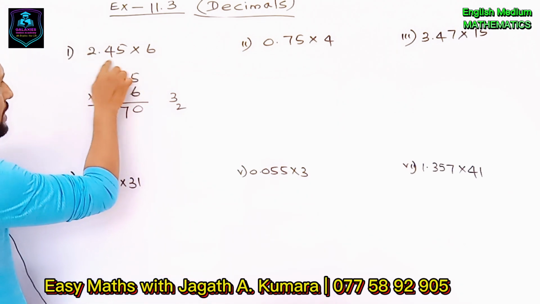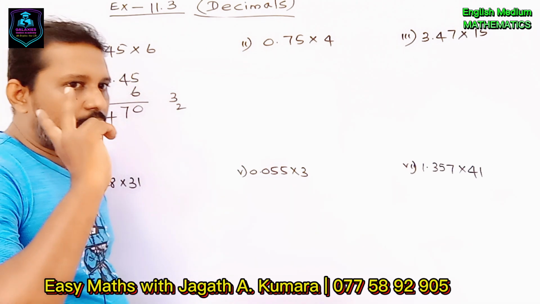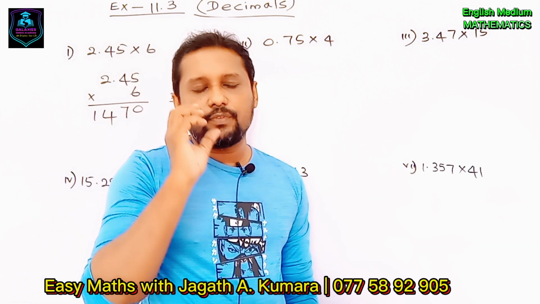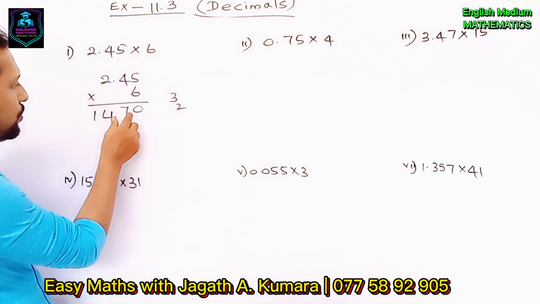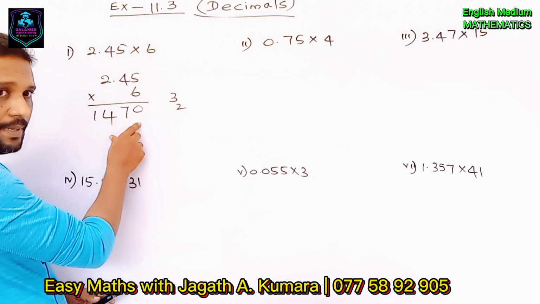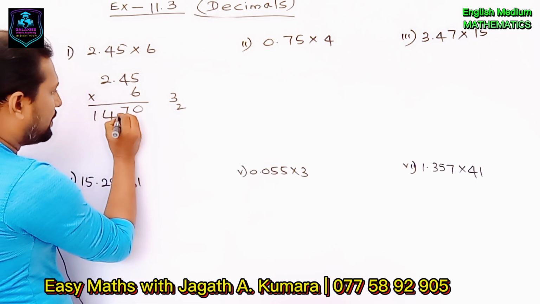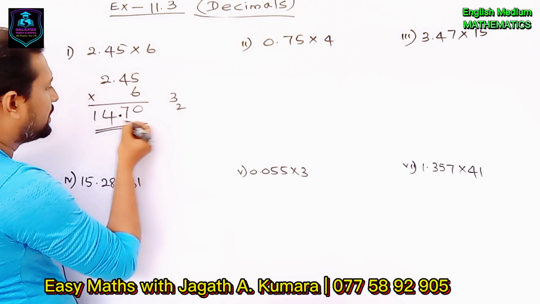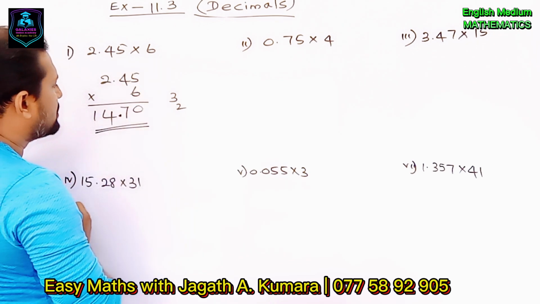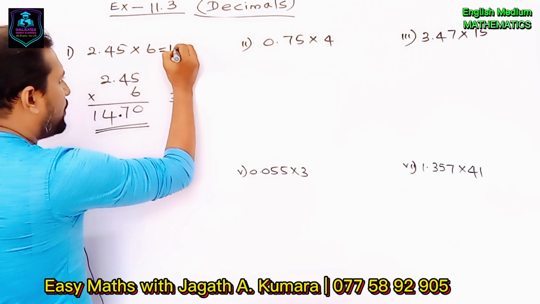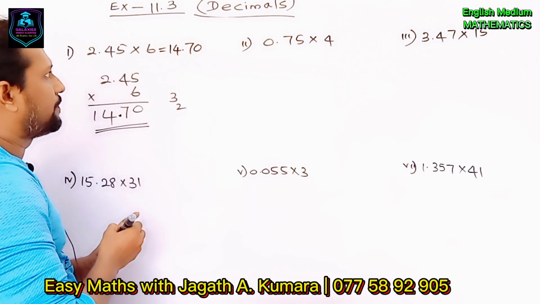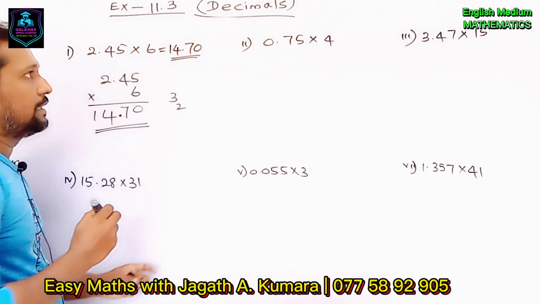Then what do you have to do finally? You check how many decimal places this number has. There are 2 decimal places. So finally you have to keep 2 decimal places in the answer. That means before the last 2 digits you have to keep the decimal point. So what is the answer of the first one? 14.70. Right. Then let's go to the next one.